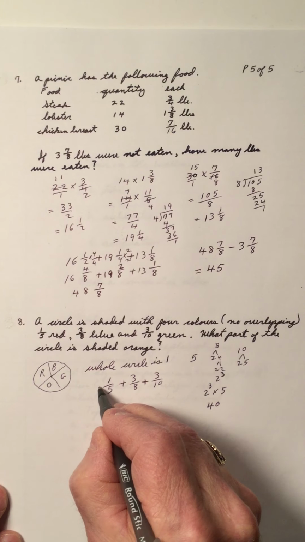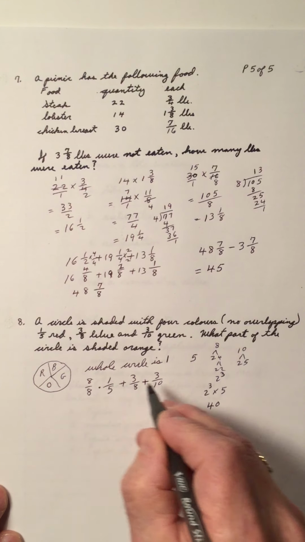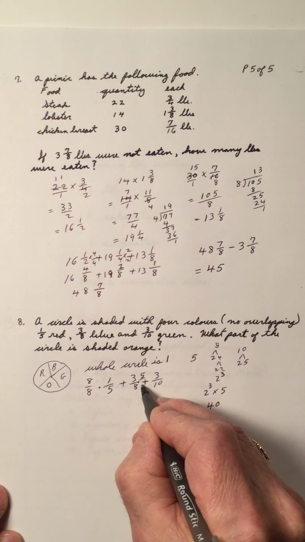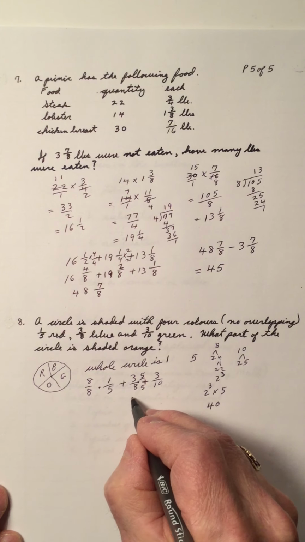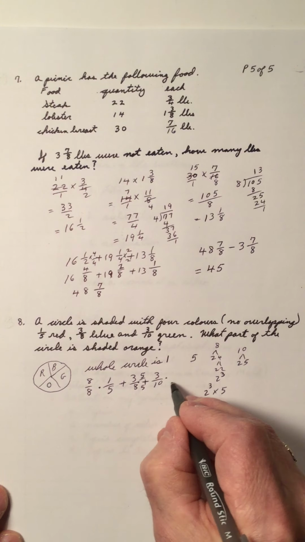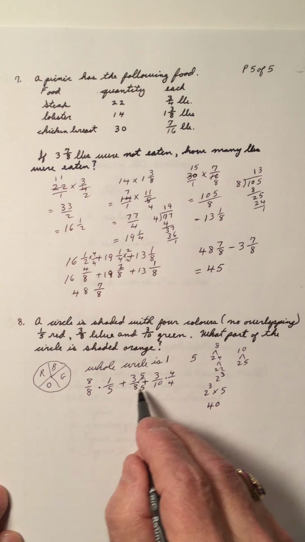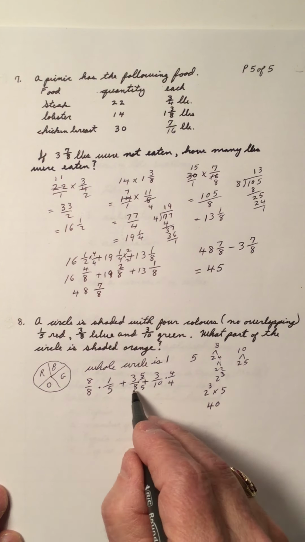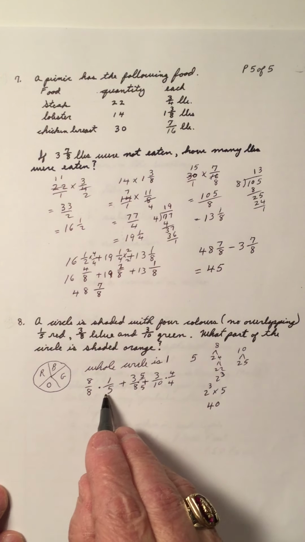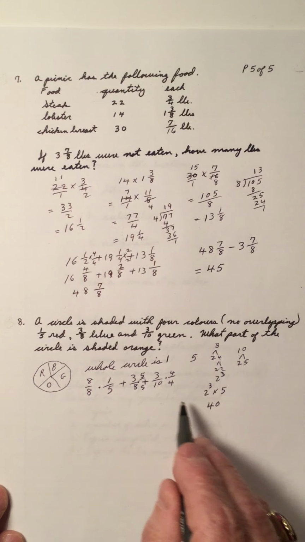That means I multiply the first fraction by 8 over 8. I multiply the middle one by 5 over 5. And I multiply 3/10 by 4 over 4, because 5 times 8 is 40, 8 times 5 is 40, and 4 times 10 is 40. So if you divide 5 into 40, you get 8. If you divide 8 into 40, you get 5. If you divide 10 into 40, you get 4.